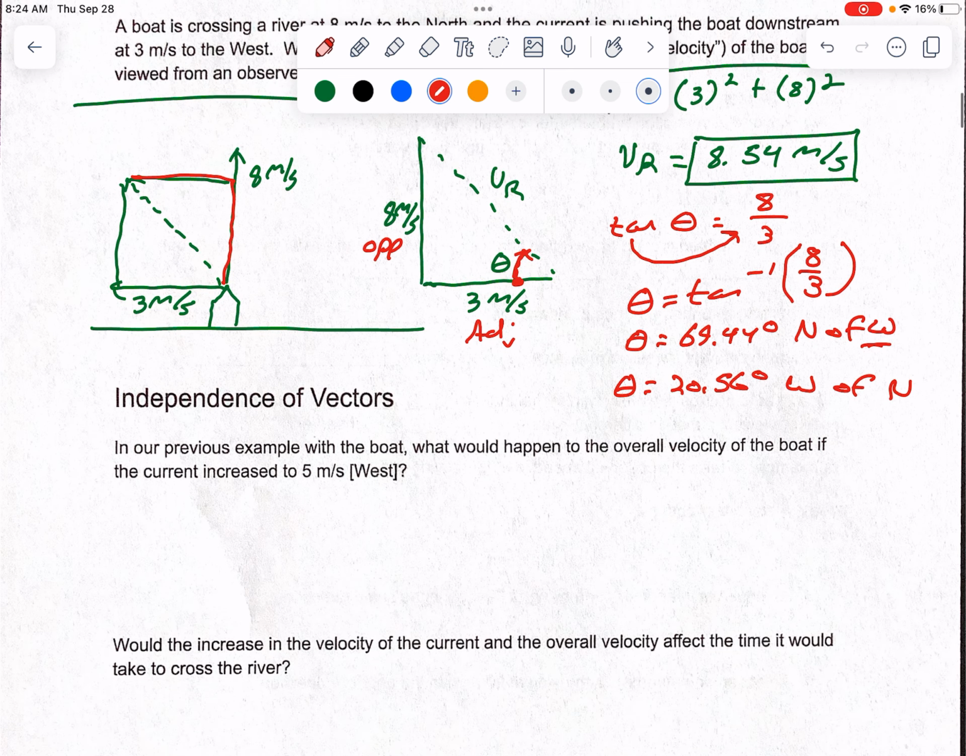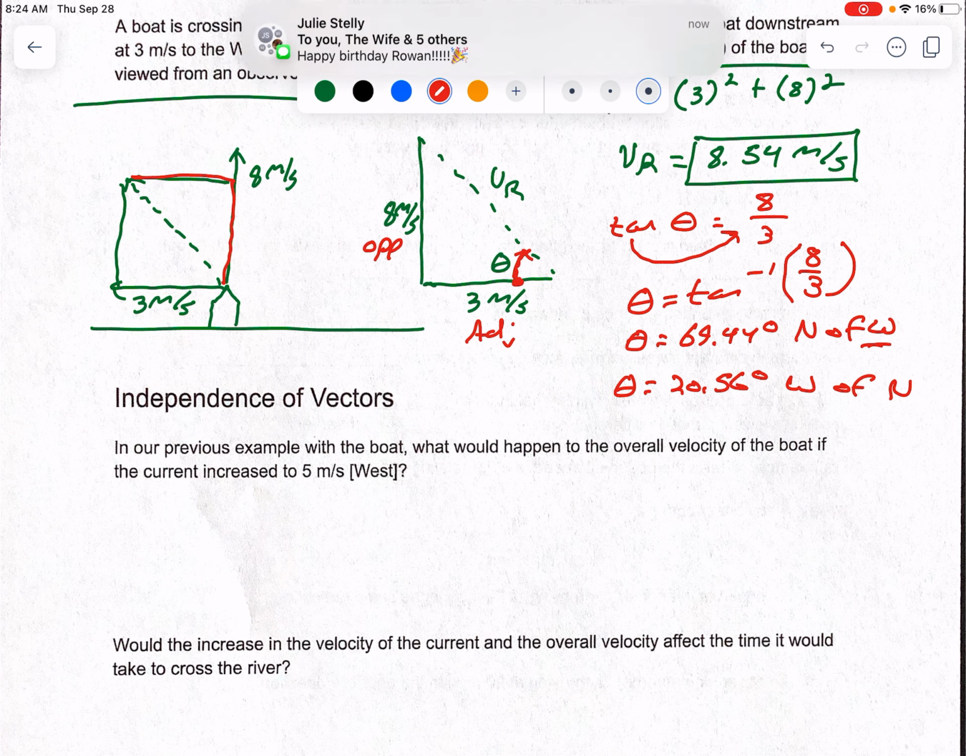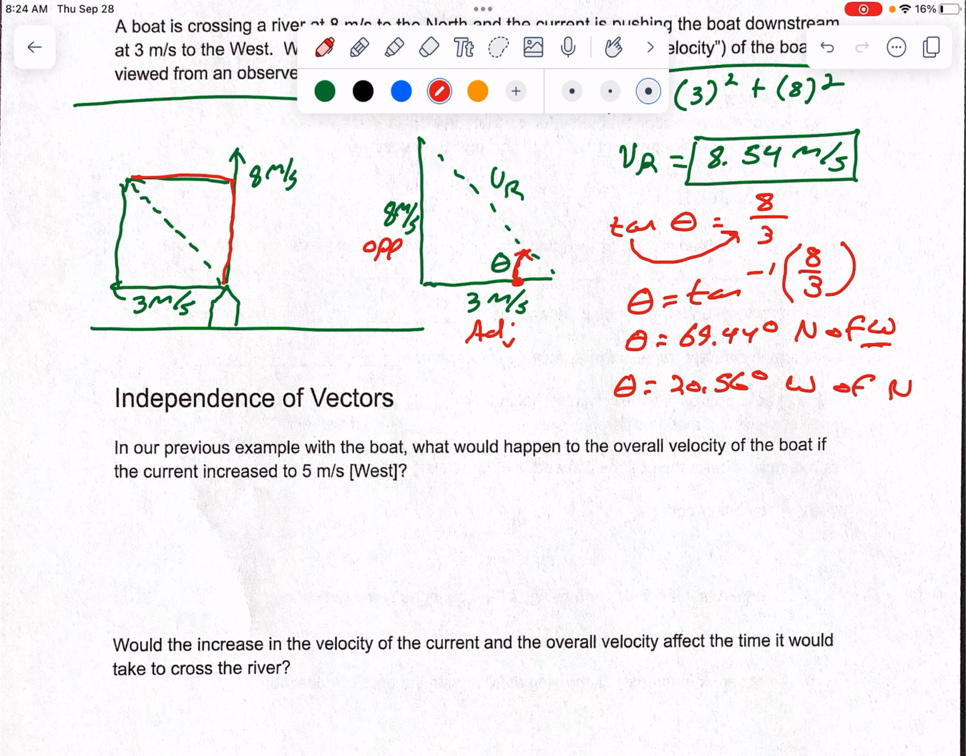Now what we're going to see is what happens if we increase that current. The boat's velocity we're going to keep the same, but we're going to increase the river current to 5 meters per second to the west. We're going to see how that changes things. So we're still going to have our same triangle. My boat's going to cross at 8, but now my river's going at 5. So we want to know what my new resultant and my new angle are.